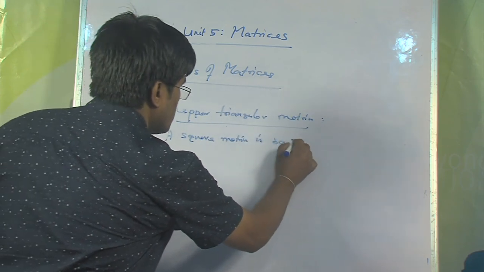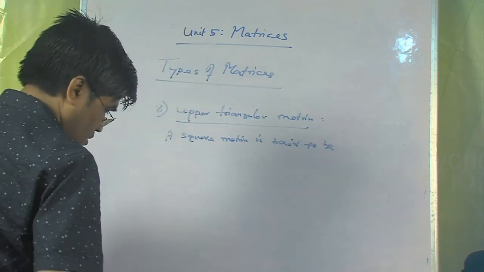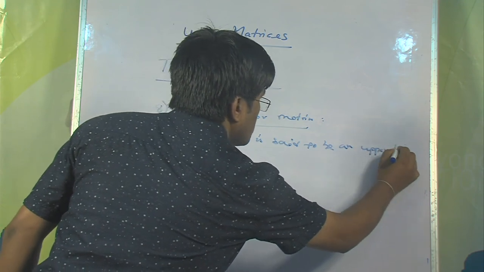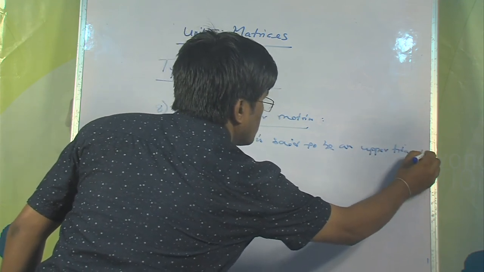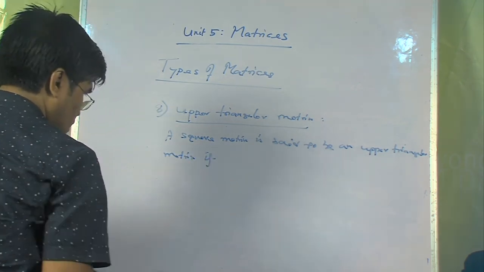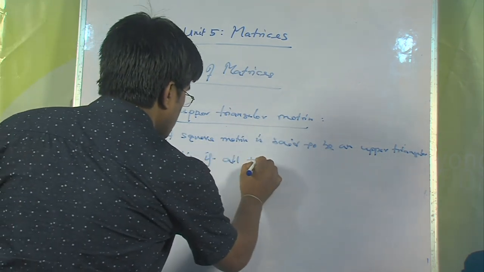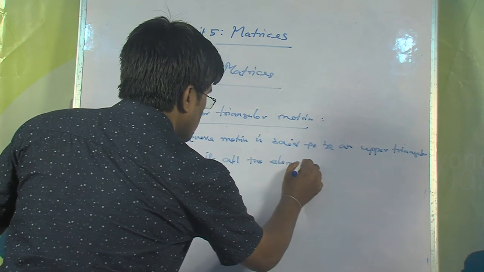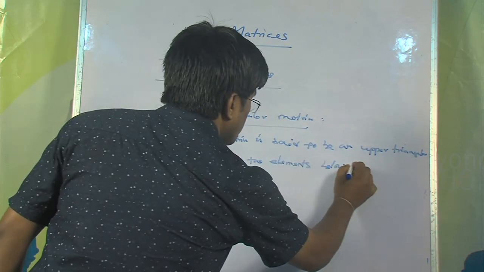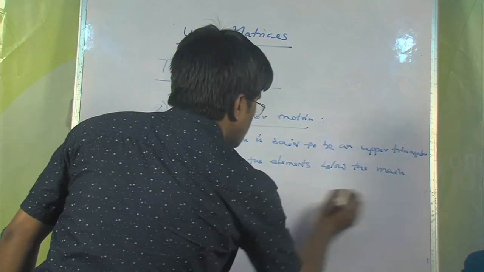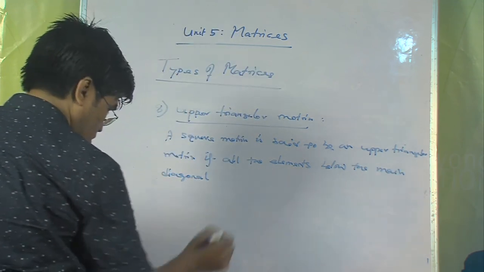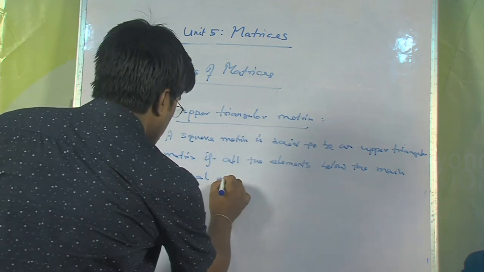Is said to be an upper triangular matrix if all the elements below the main diagonal are zero.